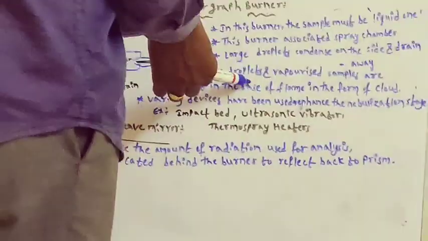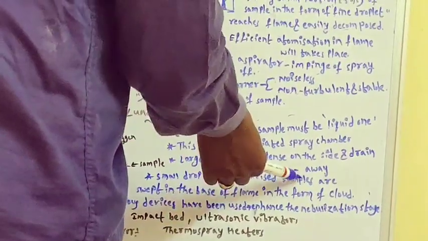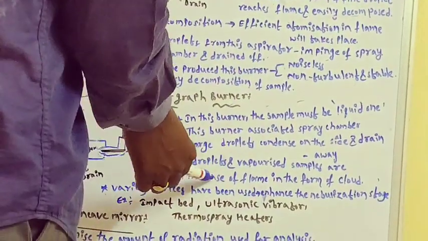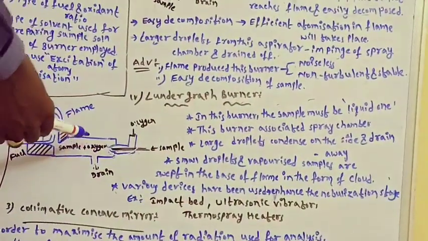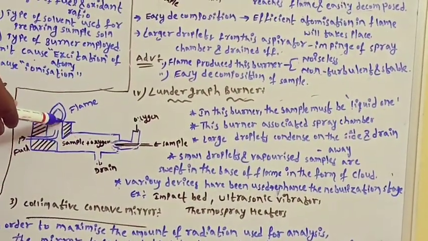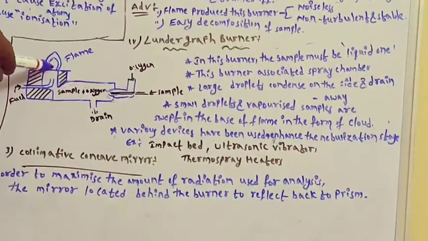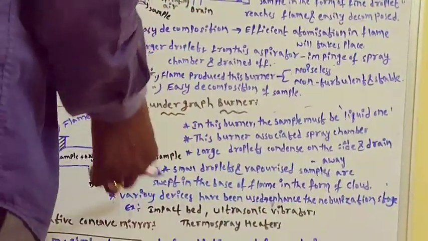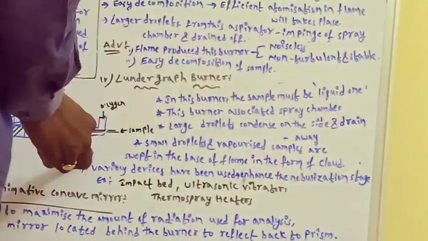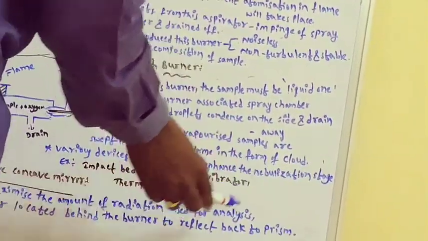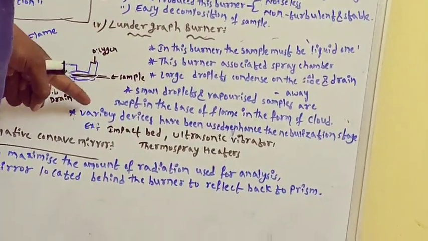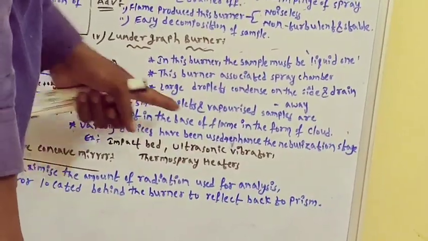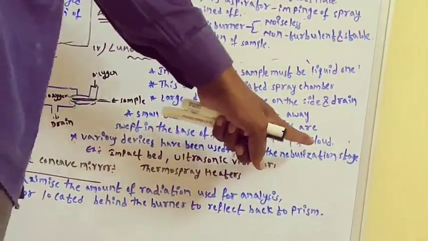Then small droplets are vaporized. Vaporized samples are swept to the base of the flame in the form of a cloud. Small droplets and vaporized sample reach the flame in the form of a cloud. Here various devices have been used to enhance the nebulization state. This is the important thing of laminar flow burner. Various devices are used for what? To enhance the nebulization state.